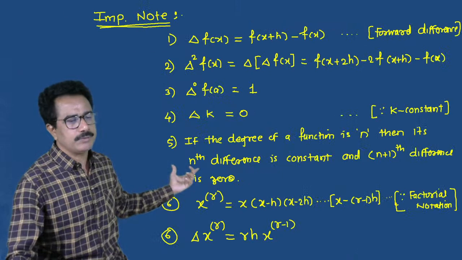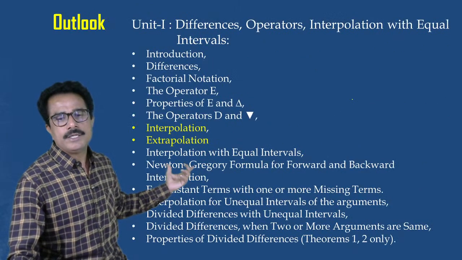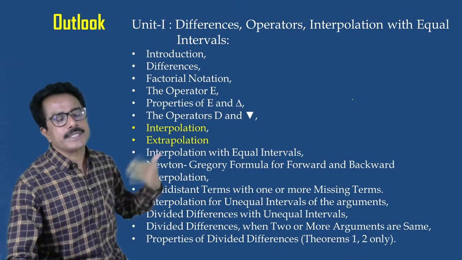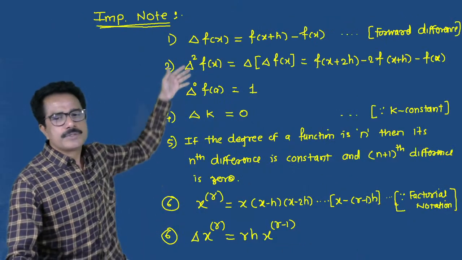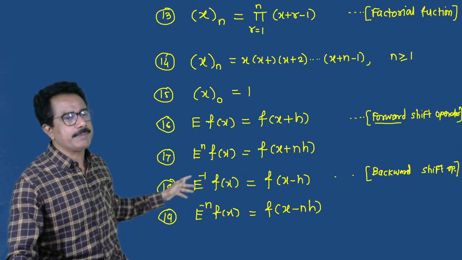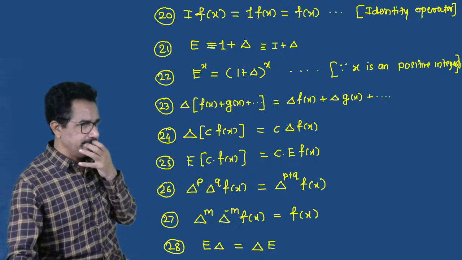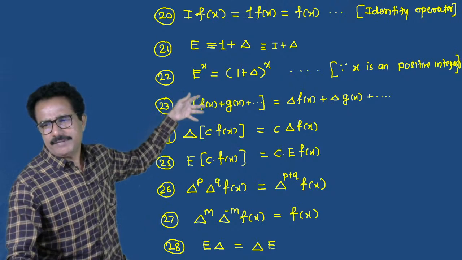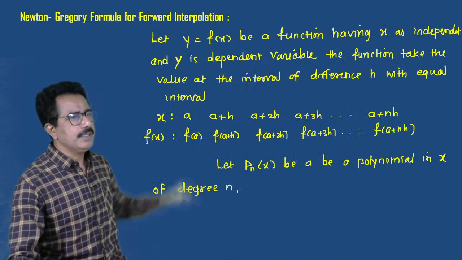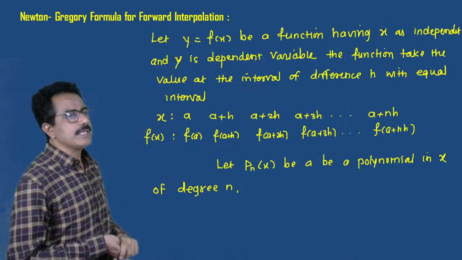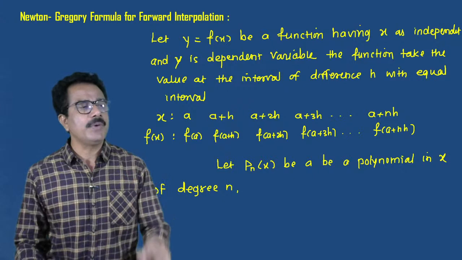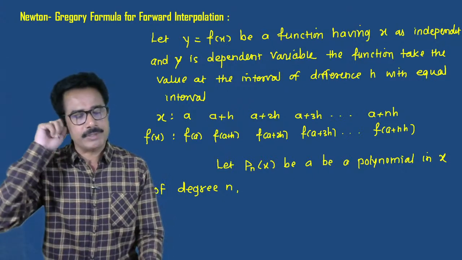Now today we shall discuss the Newton's-Gregory formula for forward interpolation. Then we shall discuss the backward. So these are the important notes which we have already studied in this chapter. These are the different operators. Now see this, Newton's-Gregory formula for forward interpolation.